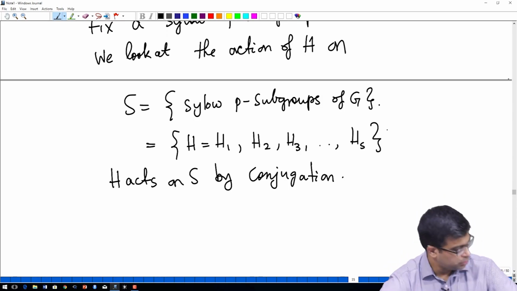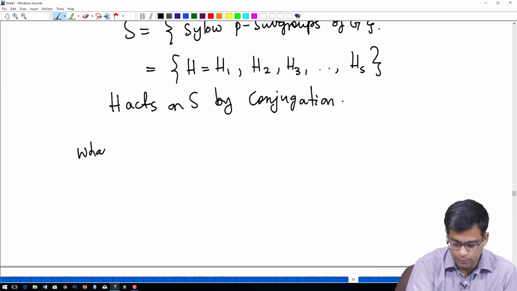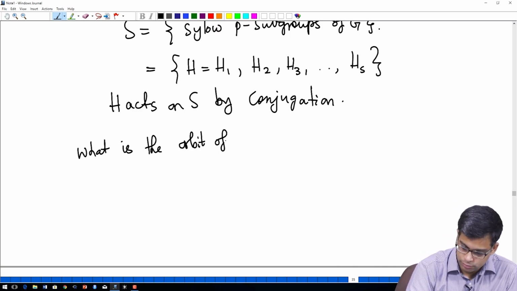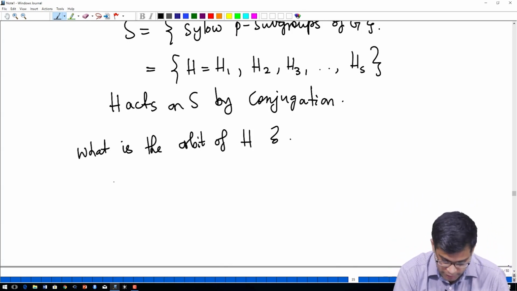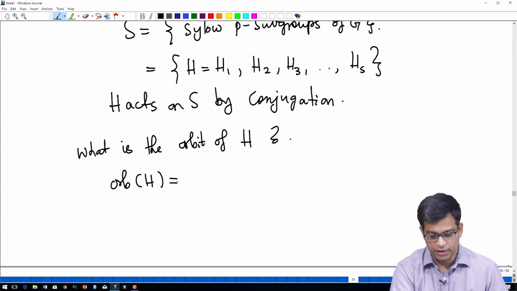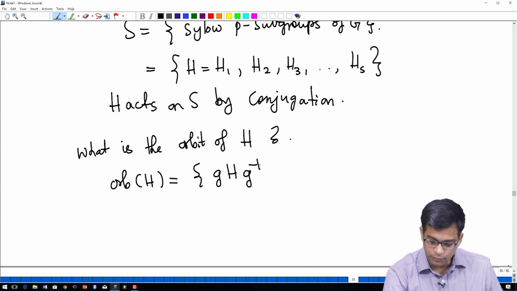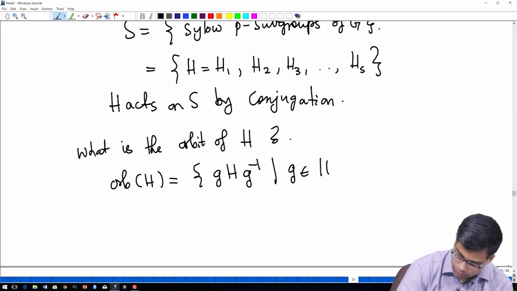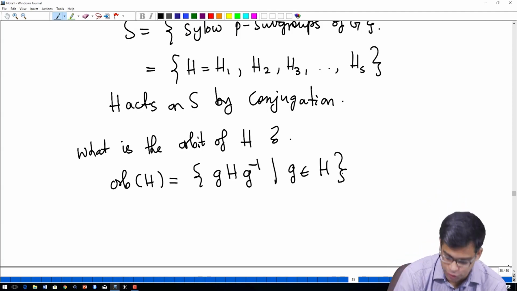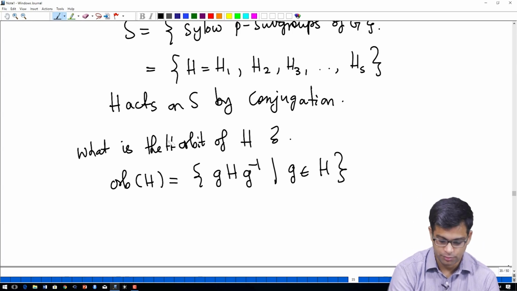Okay. So, now I am going to figure out what is the orbit of H. First I am going to understand what is the orbit of H. So, the orbit of H is all G H G inverse, but now where is G? Maybe I should call it the H orbit of H.